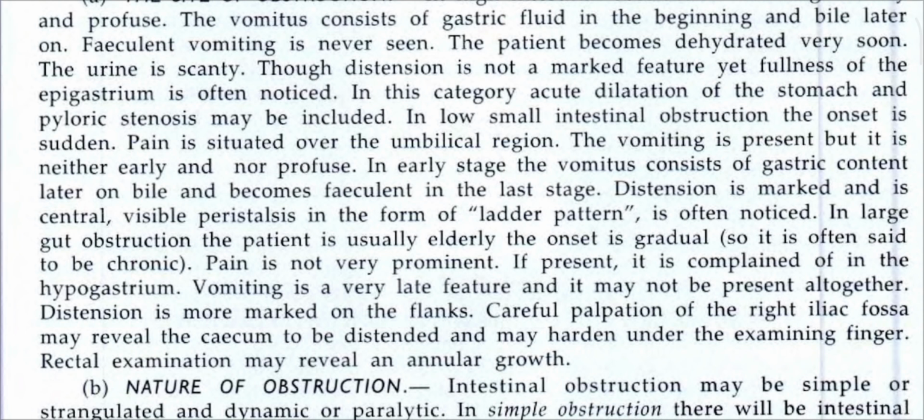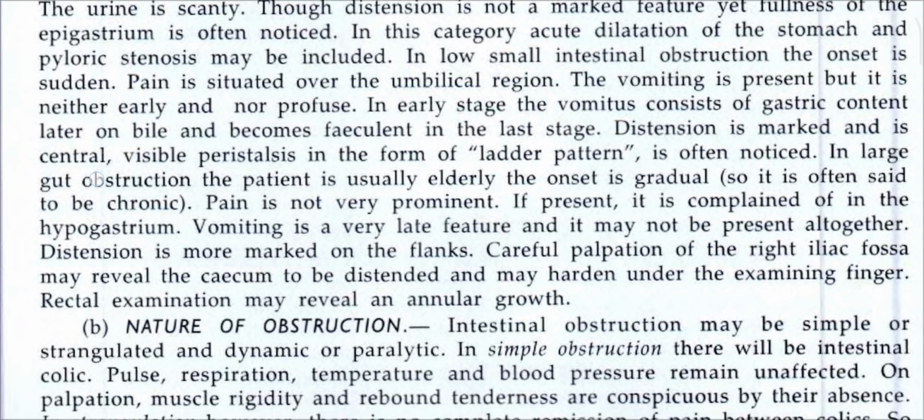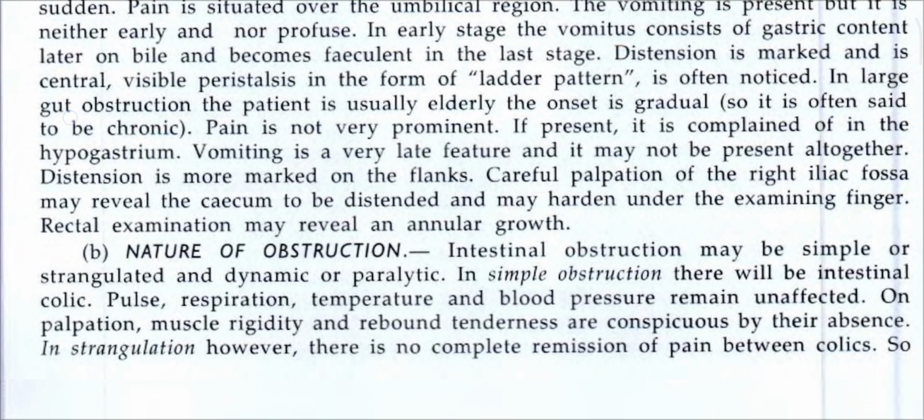In large gut obstruction, the patient is usually elderly. The onset is gradual, so it is often said to be chronic. The pain is not very prominent. If present, it is complained of in the hypogastrium. Vomiting is a very late feature and it may not be present altogether. Distension is more marked on the flanks. Careful palpation of the iliac fossa may reveal the cecum to be distended and it may harden under the examining finger. Rectal examination may reveal an annular growth.